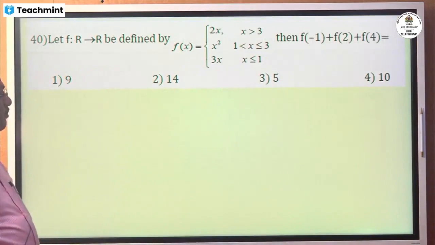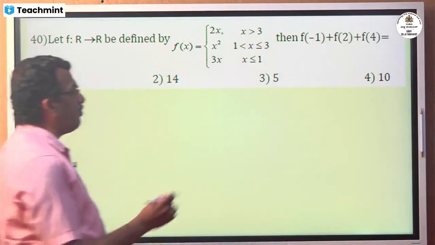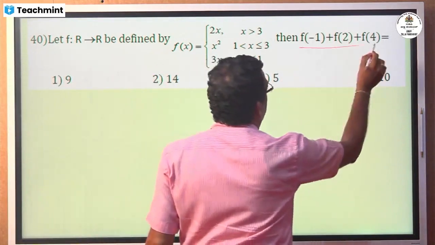Next. Let f from R to R be defined by this one. Then f of -1 plus f of 2 plus f of 4 is equal to.